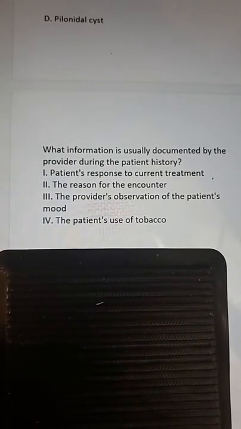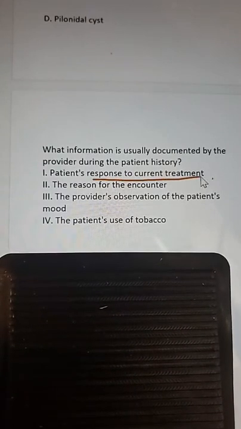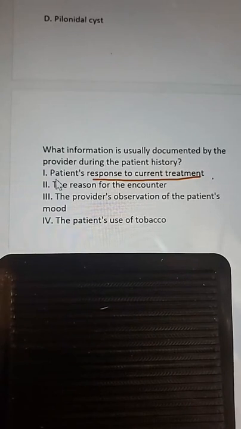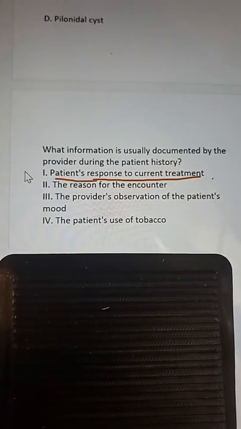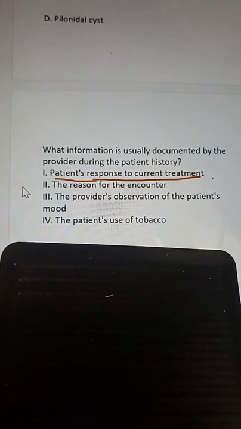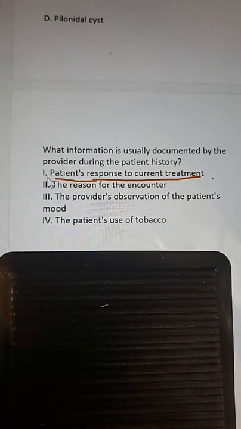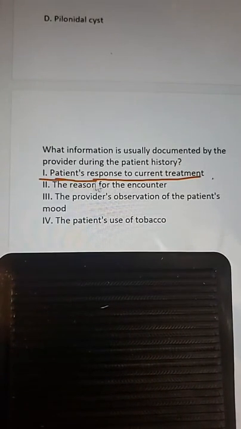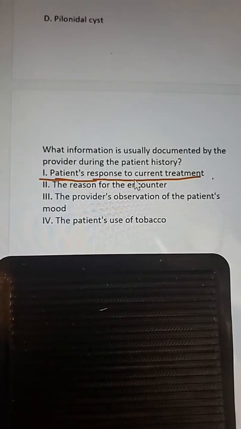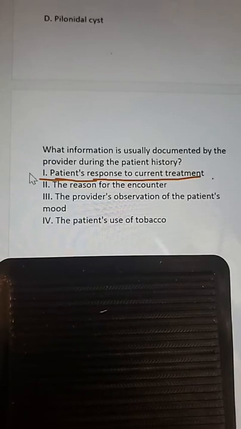So, the response to current treatment, would that be in their history? And then all four. Not all four, but close. Just take it one at a time. Is the patient's response to current treatment part of the history? If they're coming back for a follow-up, yes, absolutely it would be.